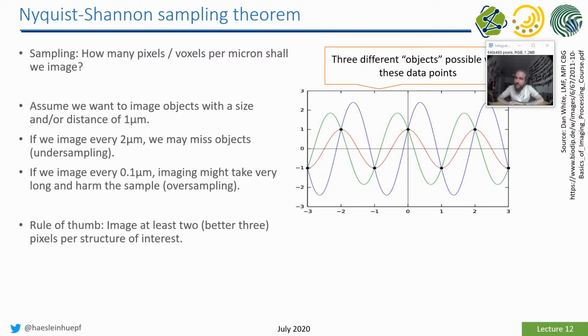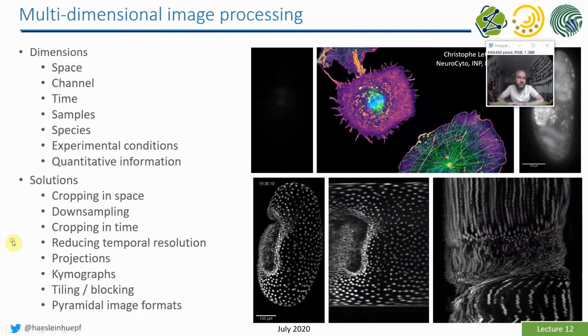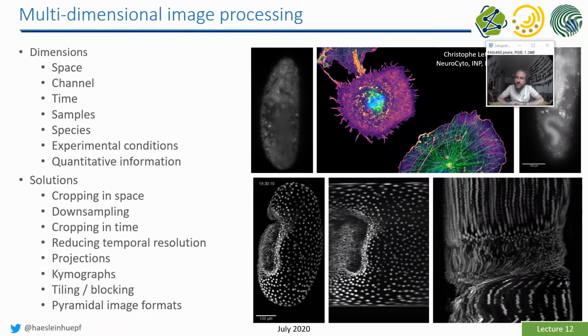So keep this rule of thumb in mind. If you want to acquire objects which are something like 3 microns large, then you should at least acquire a pixel every micron, if possible, if your microscope allows you to do so. Furthermore, we were talking about multidimensional image data.